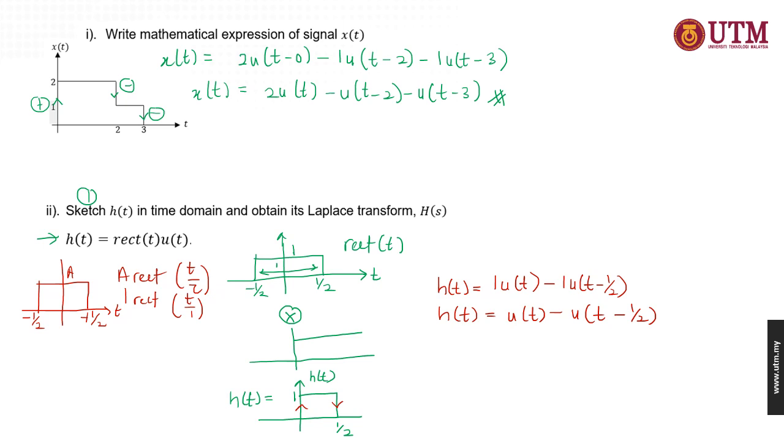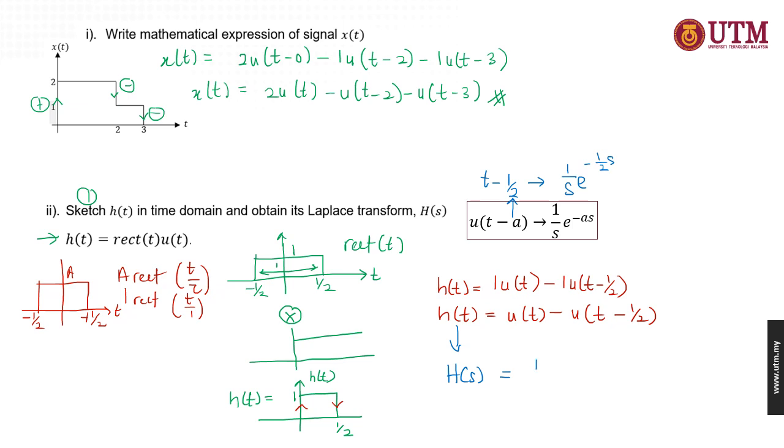Next, you need to get the Laplace transform of this equation, H(s). You need to refer to the table. You have time shifting here. As usual, when you have time shifting, it's t minus a, so your a equals positive half. So it is 1 over s e to the negative a s, where a is positive half, so e to the minus s over 2. So here your H(s) equals the transform of u(t), which is 1 over s, minus the transform of u(t minus half), which is 1 over s e to the minus s over 2. So this is your H(s).